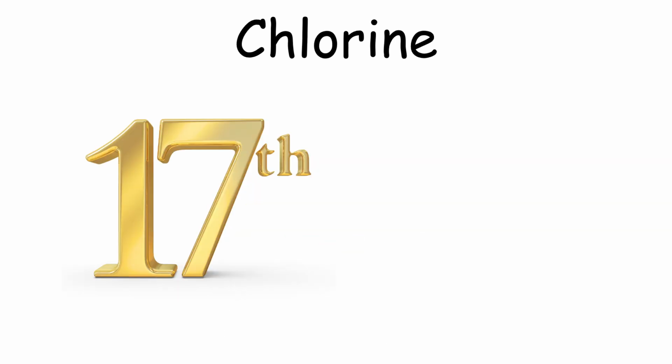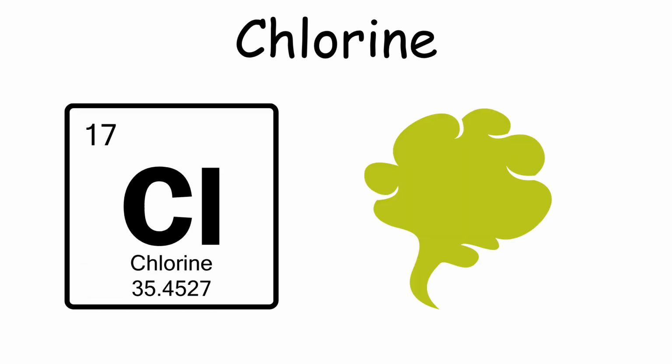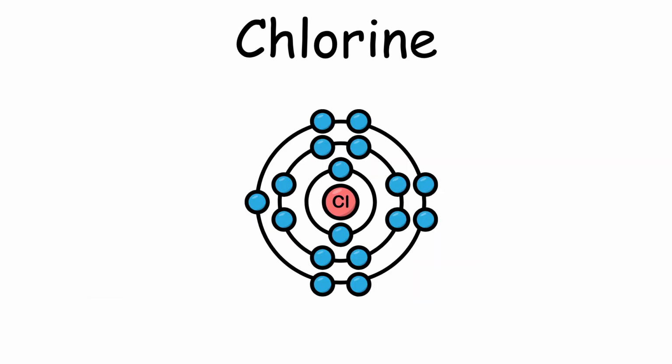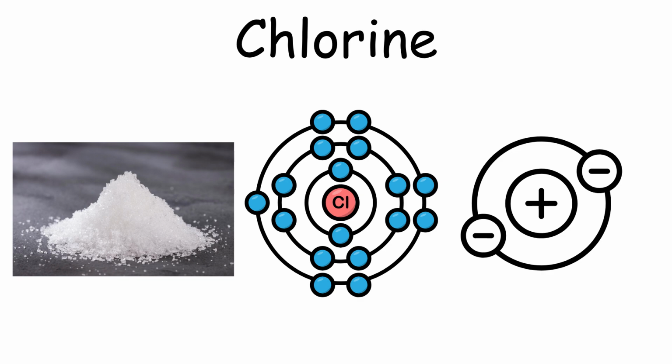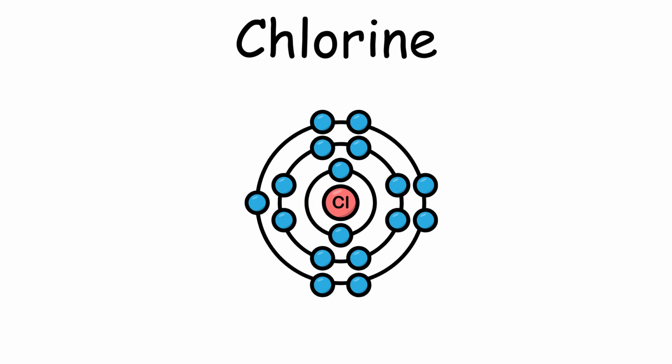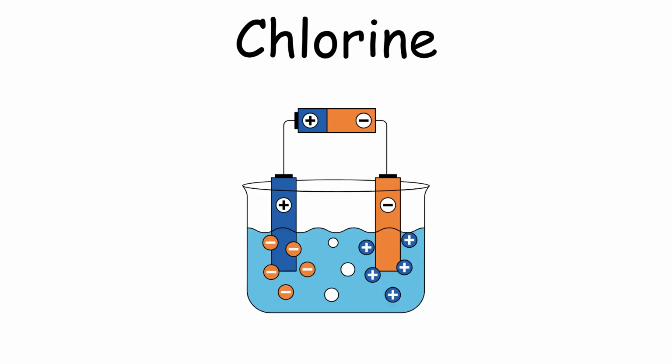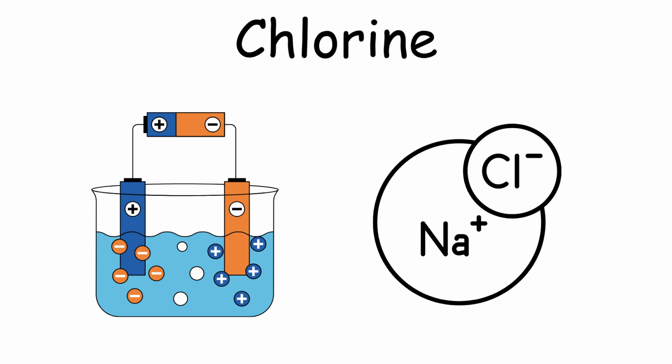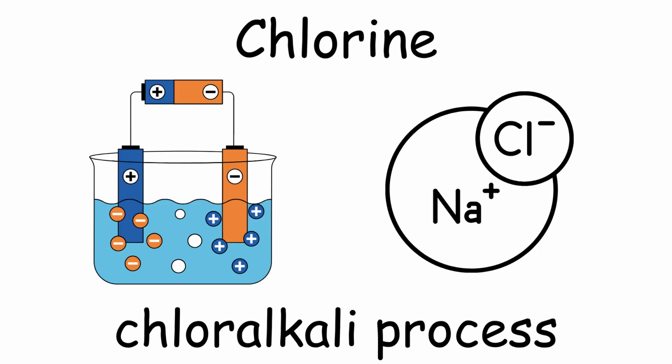The 17th element with symbol Cl, chlorine, is a yellow-green gas at room temperature and is highly reactive. It is common in the forms of chloride salts and ions in seawater. Elemental chlorine is commonly produced through the electrolysis of sodium chloride in brine, a process known as the chloralkali process.